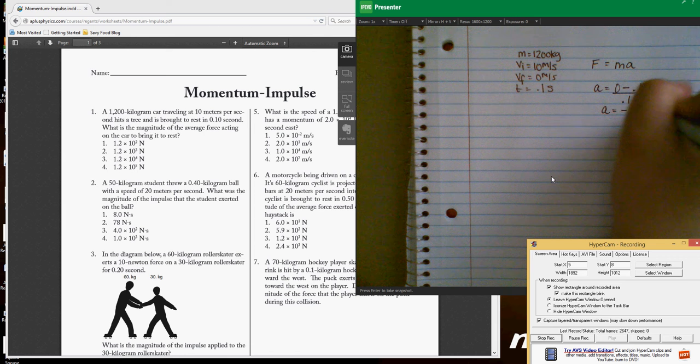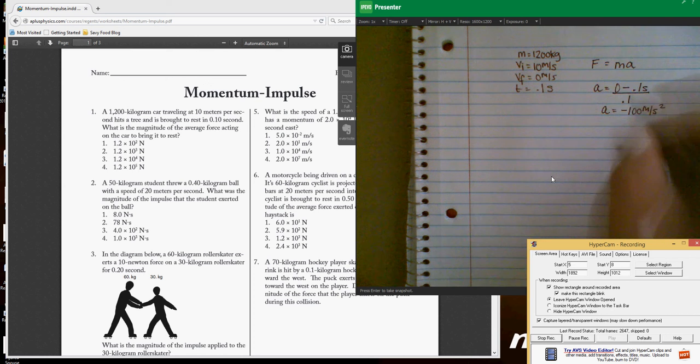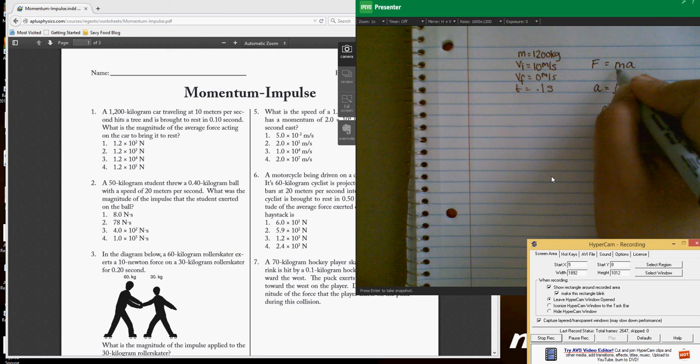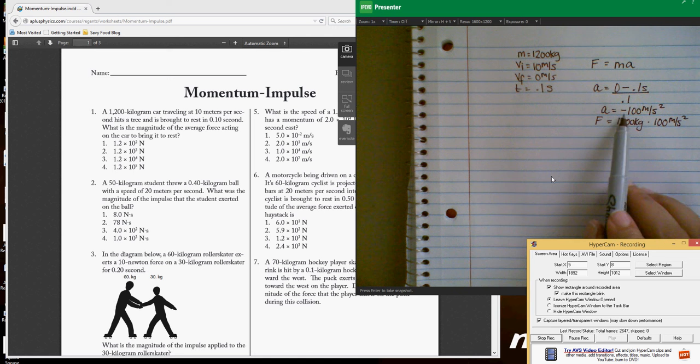Negative 100 meters per second squared, and it's negative, indicating that it's slowing down. So, to find the force, we're going to put in mass, which is 1,200 kilograms, times 100 meters per second squared. You can drop the negative here, because force, positive or negative, is indicating a direction.